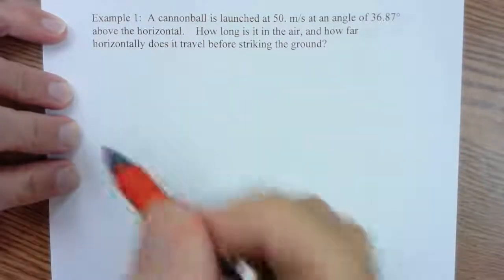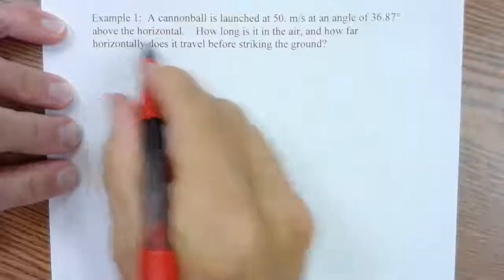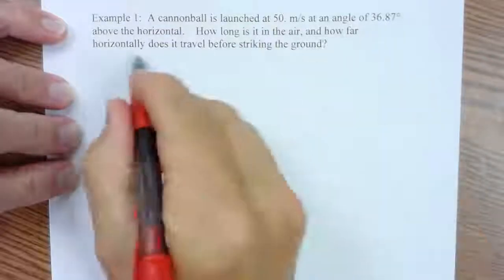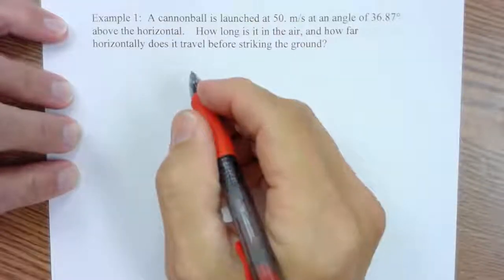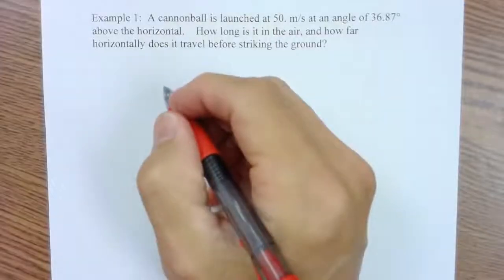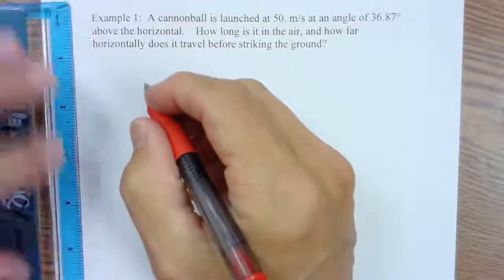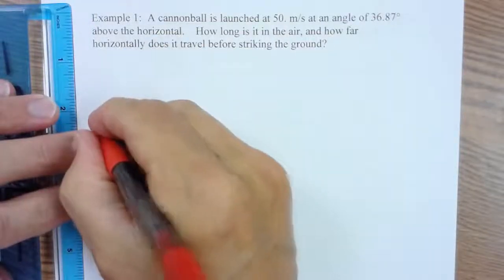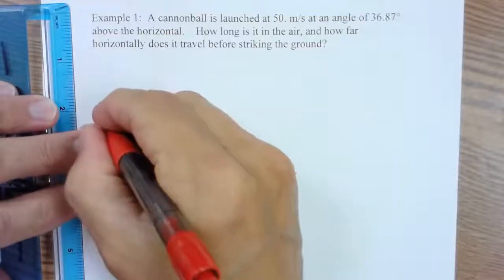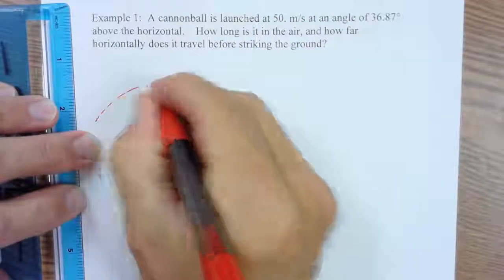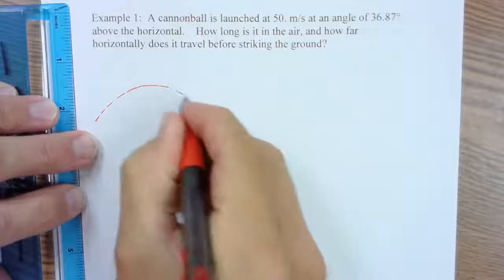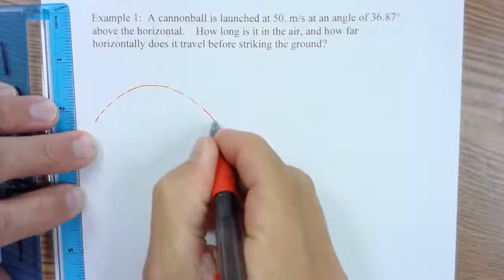Okay, so we are now going to take this cannonball and we're going to launch it and ask how long is it in the air and how far does it go. Alright, so the first thing we're going to do is set up our diagram. So the cannonball starts over here. It's fired through the air. It follows a parabolic path and it hits the ground over here.